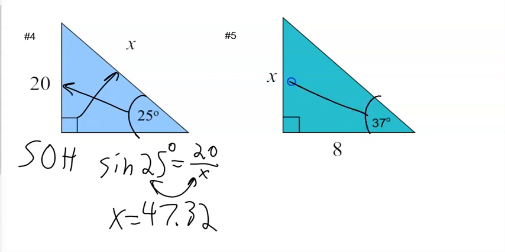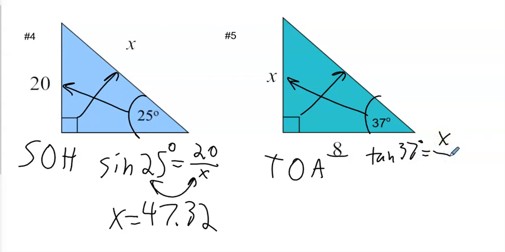Angle. Opposite. Adjacent. Right there, next to the angle. Notice, no hypotenuse. No h. No sine, no cosine. That's TOA, tangent. So, tangent of 37 degrees equals, what's my ratio? Opposite over adjacent. Multiply both sides by 8.